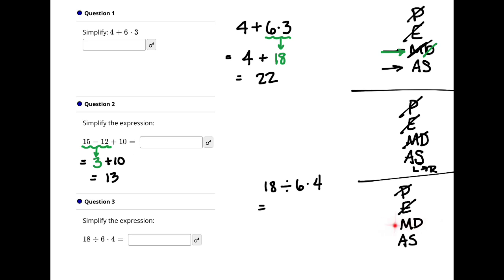Again, because they're on the same line, we're going to do them in the order that we read them when we read the problem. So 18 divided by 6 is going to come first because we say it first. Then you get that answer and you times it by 4. Now remember, that only happens if they're on the same level or the same rank. Okay, so 18 divided by 6 is 3. And then you bring down the times 4 after it, and you get 12.